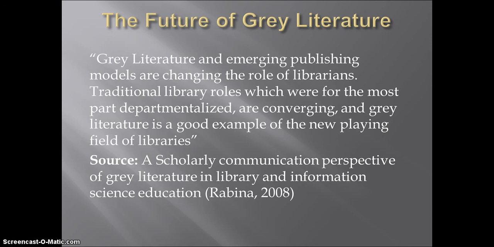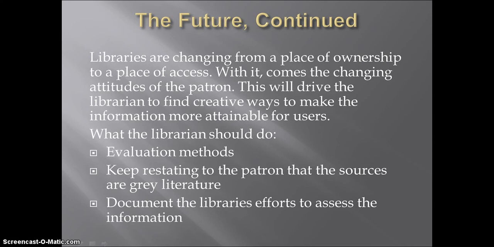To be ready, the librarian must be creative in finding new ways to implement gray literature as part of their services. To do this, the librarian should evaluate the best methods for implementing gray literature in the library. They should also constantly remind their users which sources are gray literature. Also, they should form groups that are active in documenting their coworkers' efforts in evaluating gray literature.